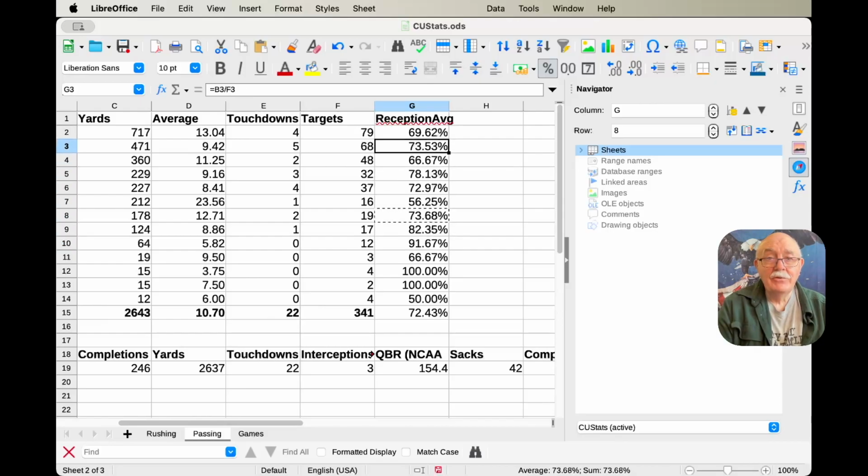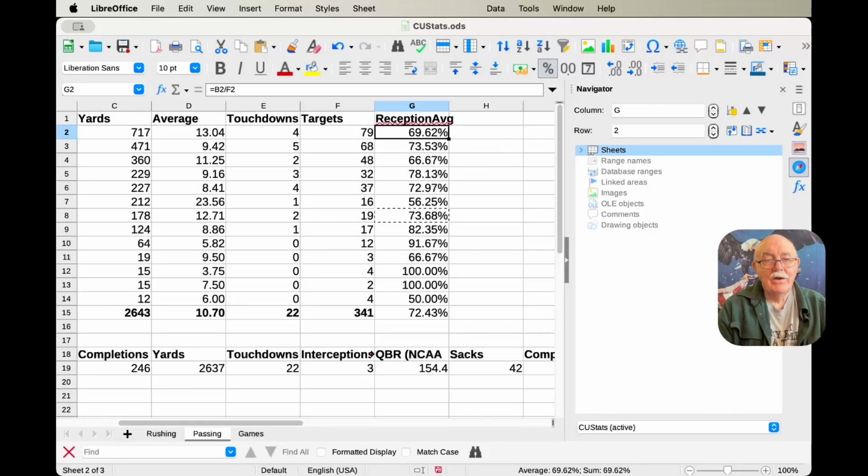For example, if you look at Xavier Weaver, who has the most receptions of anyone on the team, and also has scored the most touchdowns because he had 2 running touchdowns as well as those 4 receiving touchdowns. He's at 69.62%.